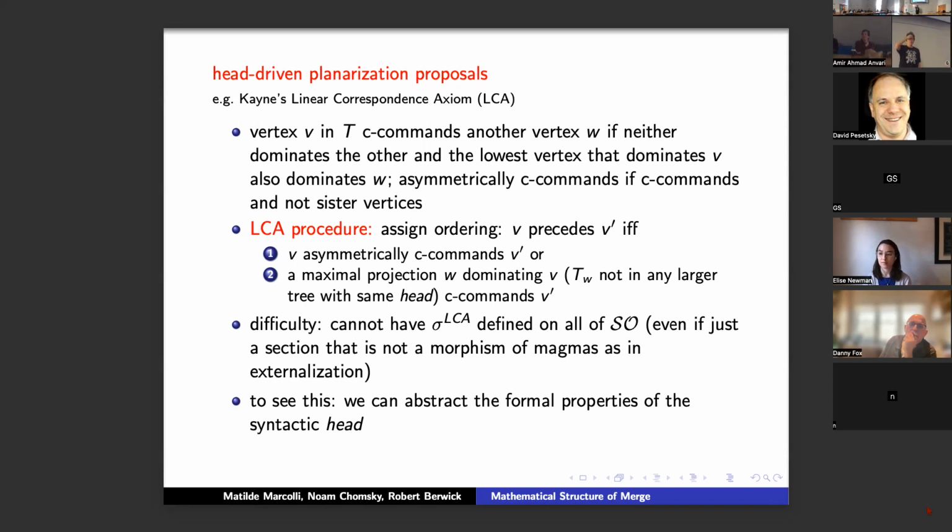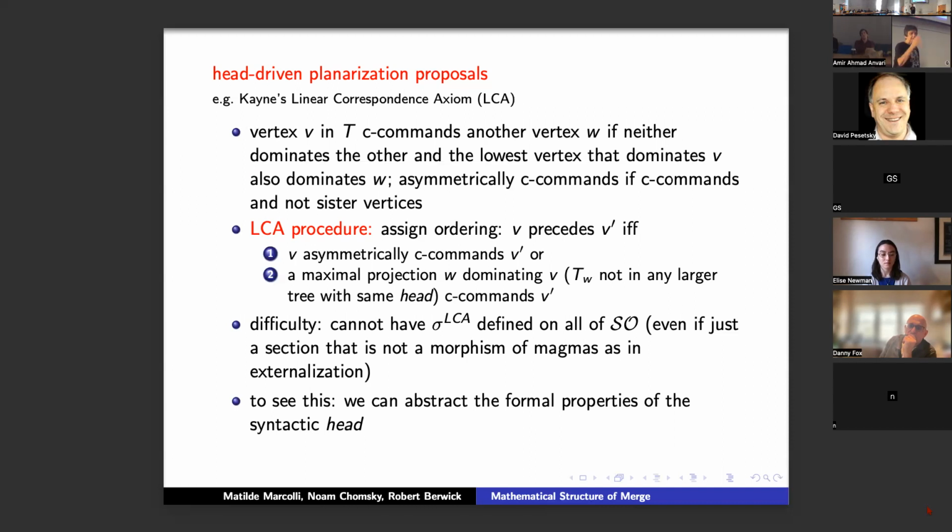So we actually added these things because of that, but then it's relevant for what comes next. For example, the question that you asked us is, can you, in this model, replace externalization by some other kind of linearization algorithm? And for example, he has this LCA, linear correspondence algorithm, which is a way of assigning a planar structure to trees. And basically, this depends.